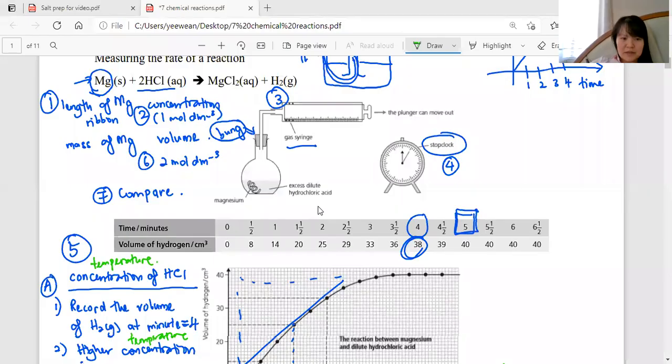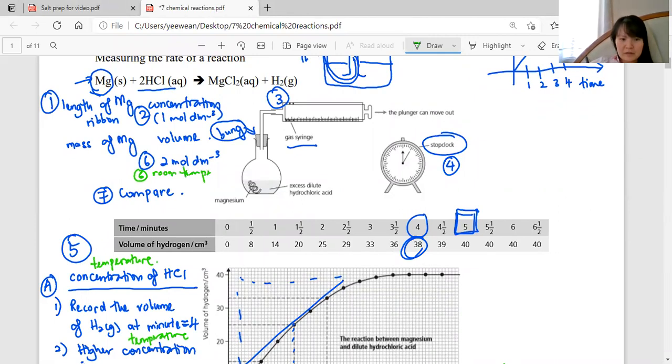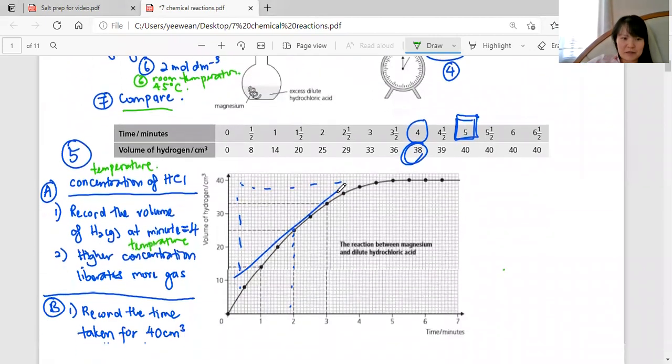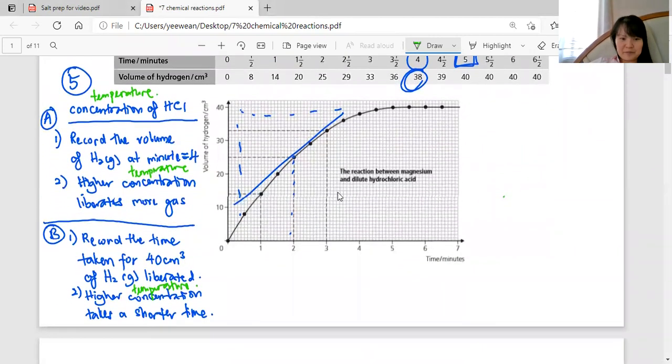Okay, for point number 6, maybe the first experiment I used room temperature, and the second experiment I raised it to say 45 degrees Celsius. And don't forget to compare. Compare can come in terms of just look at number 5 here. This is the comparison.